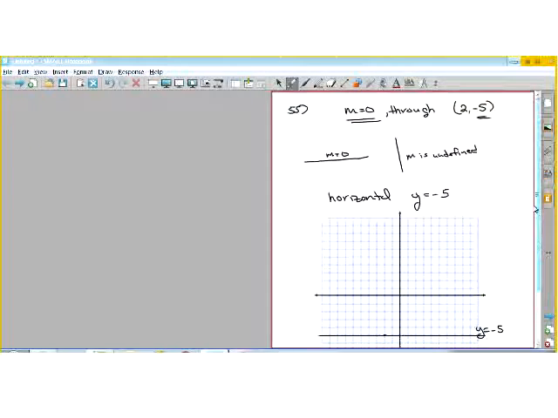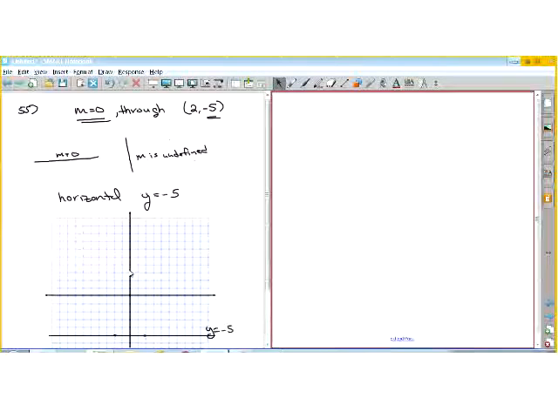Or was that 2 or negative? Oh, I did that wrong. It's actually supposed to be over here, 2, -5. But -2, -5 also goes through; any point that has the y coordinate -5 is on that line. So you can say y is independent of x, meaning that it doesn't matter what the value of x is, you have the same value of y.